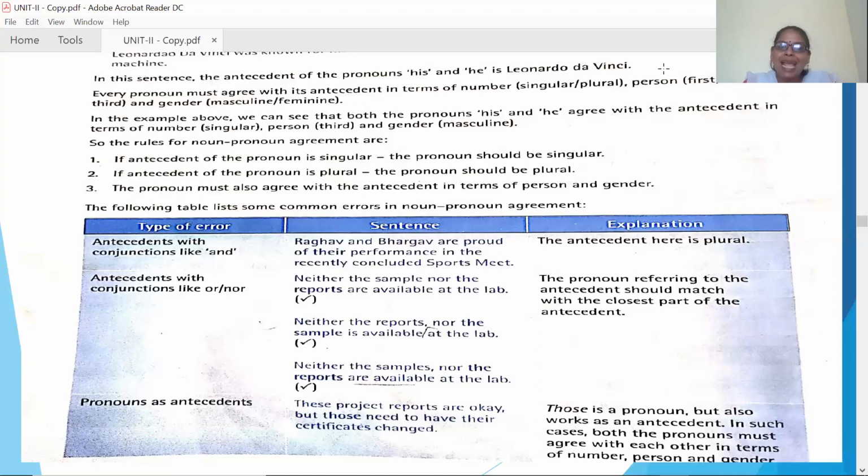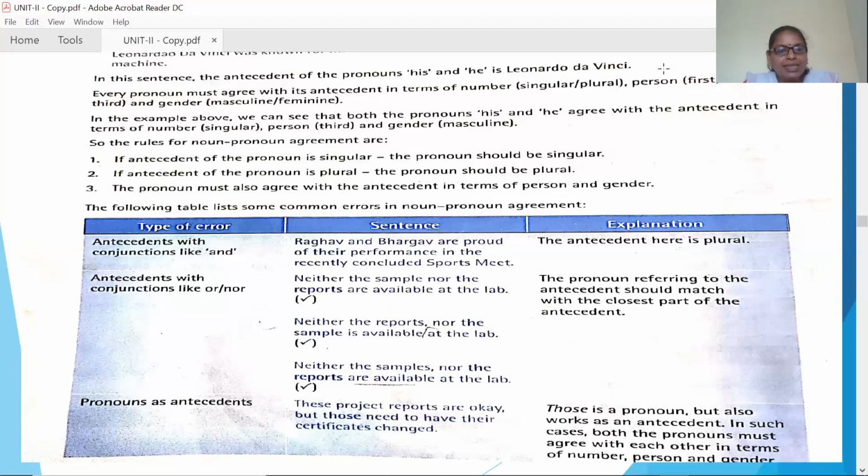Now, pronouns as antecedents. Sometimes pronouns themselves become antecedents. Don't expect only nouns to become antecedents. Example: These project reports are okay, but those need to have their certificates changed. In this sentence, those is an antecedent. Those is a pronoun, but also works as an antecedent. In such cases, both the pronouns must agree with each other in terms of number, person, and gender.